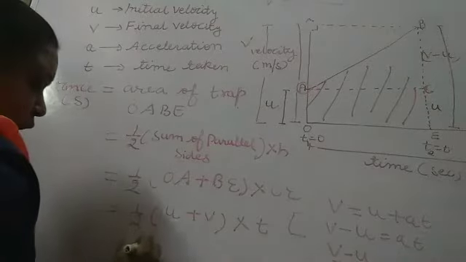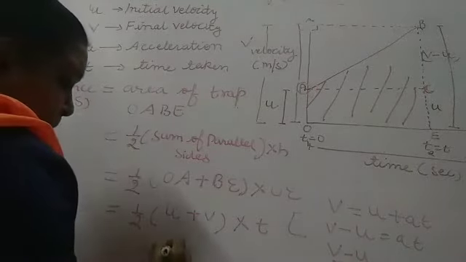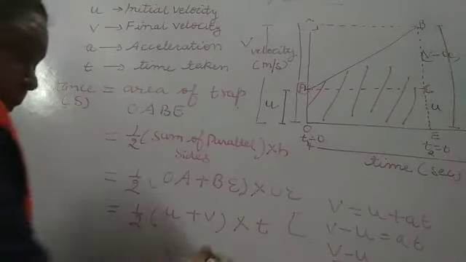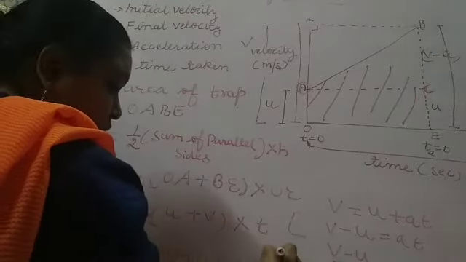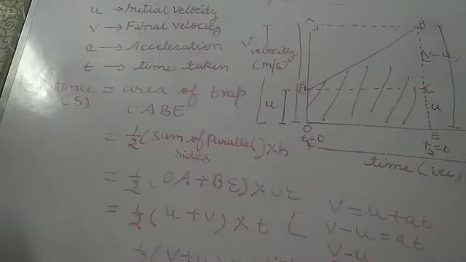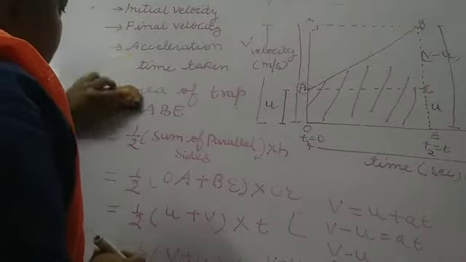How? Half, V plus U to make the form, and in place of T, what will I write? V minus U upon A. Is this clear to you? Up to here, I think it is clear. Now I am rubbing this part.